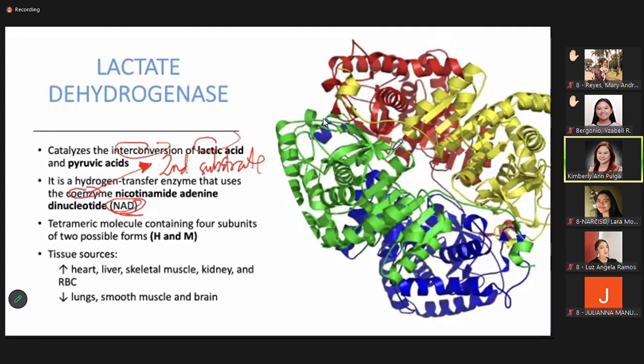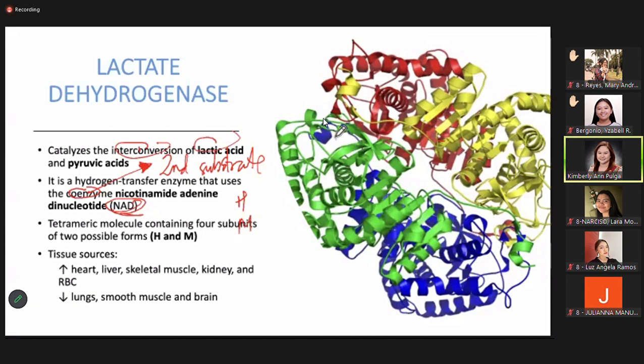And as you can see here on the right, you have your illustration of the tetrameric molecule. So tetrameric molecule siya containing 4 subunits of 2 possible forms. So the 2 possible forms are the H and M. At hindi po ito yung store kung saan kayo bumibili ng aesthetic na mga blouses and all, no, your H&M store. So here, this stands for the heart and the muscle. Okay, H and M. So 2 possible forms or subunits yun, no. You have here H and M.